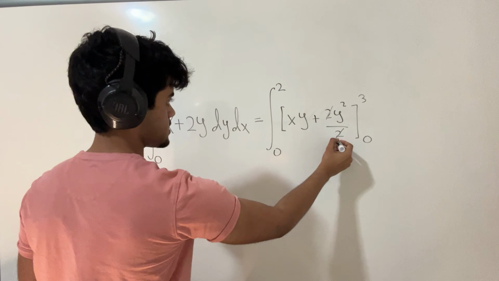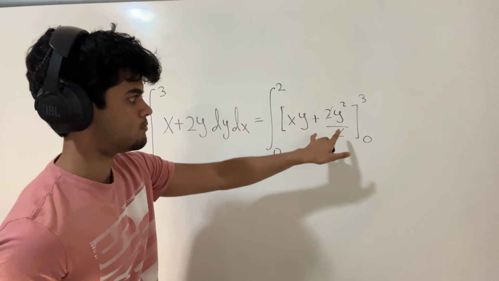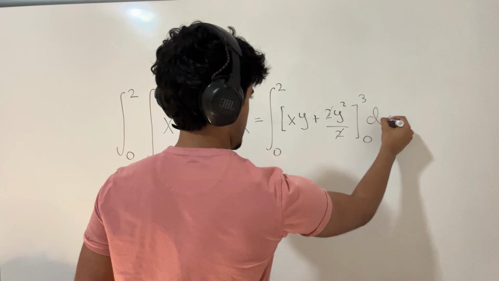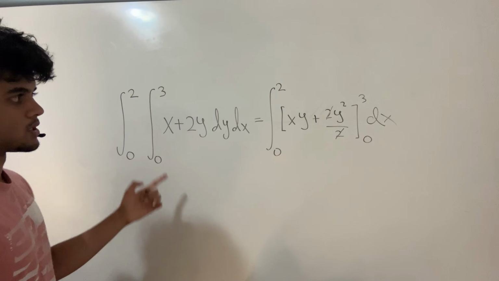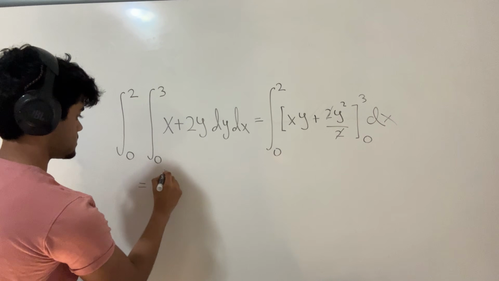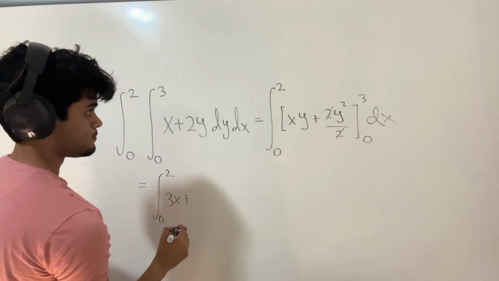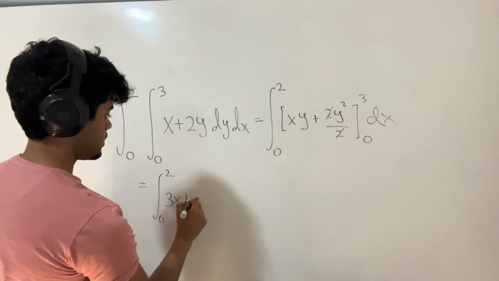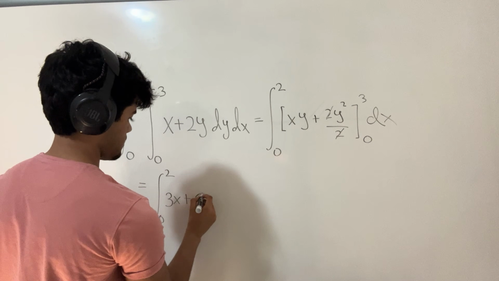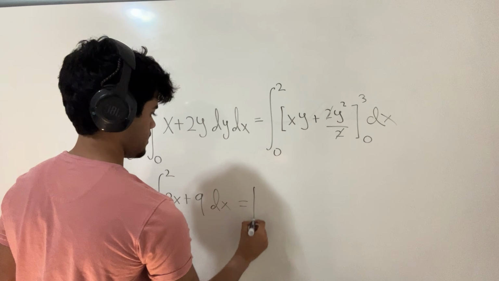And notice you can just cancel this out. When you plug in 0 for your lower bound for y, both of these terms are going to cancel out. Oh, I forgot to put the dx. Can't forget that. So when they cancel out, we will get the integral from 0 to 2 of 3x plus, let's see, 3 squared, that's just 9, dx.